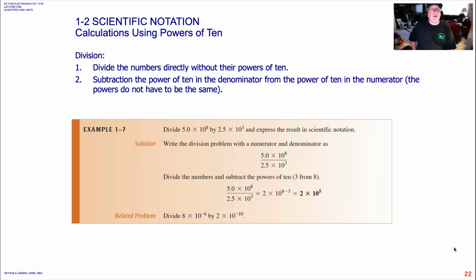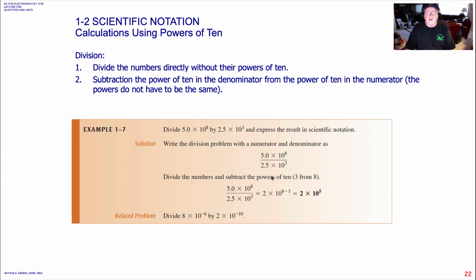As a quotient then, dealing with division, we're given an example of 5.0 times 10 to the 8th. We're going to divide it by 2.5 times 10 to the 3rd. So if we set it up in our common form here, put the numerator as 5.0 times 10 to the 8th, put the denominator as 2.5 times 10 to the 3rd, we can actually start looking at, well, what can we do to the exponential portion?